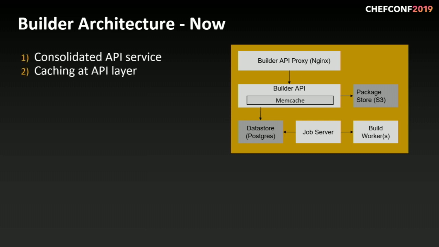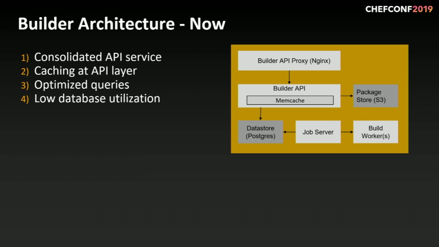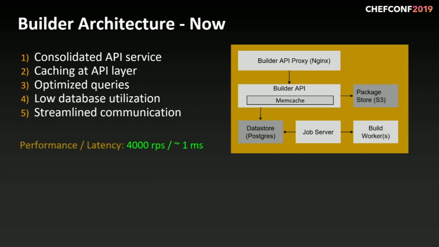We added the caching, the memcache at the API layer. We did some optimization of the SQL queries going back to the backend. And we found database utilization went down dramatically. And communication, there's no more centralized routing, so that went away. And the result was we hit 4,000 requests per second with 1 millisecond latency, right, with these changes. So that was 100x improvements in performance and latency on a running system, with other changes that then happened in terms of our uptime.